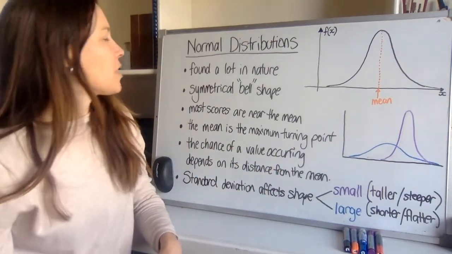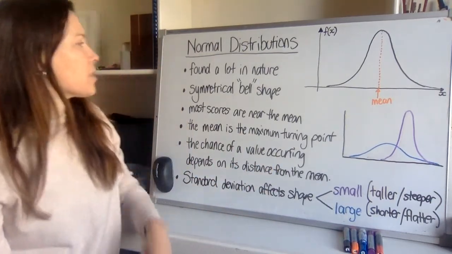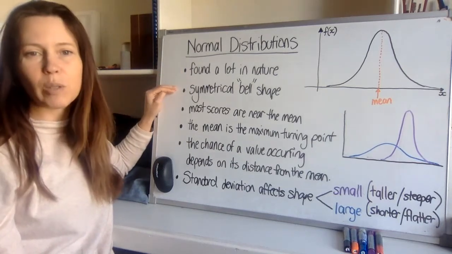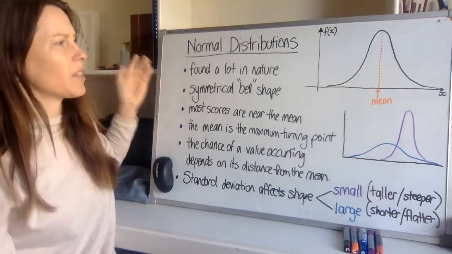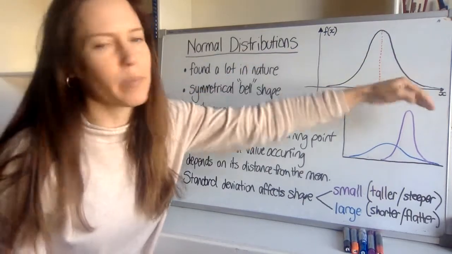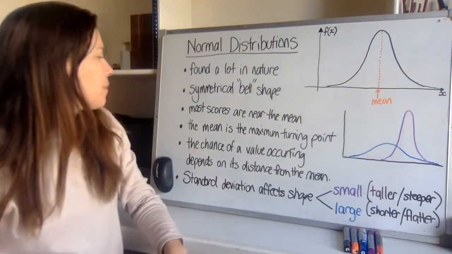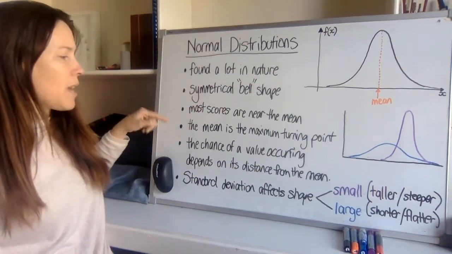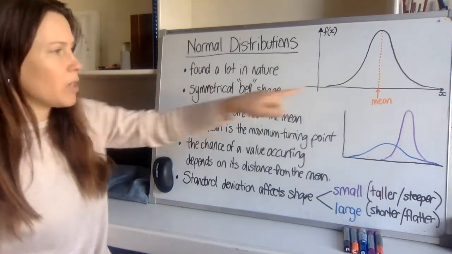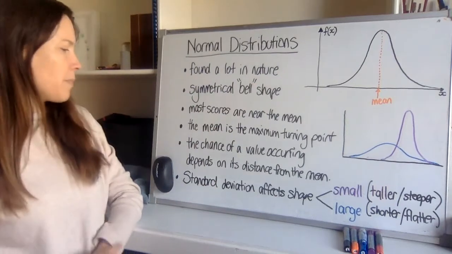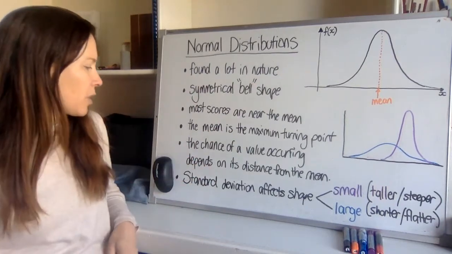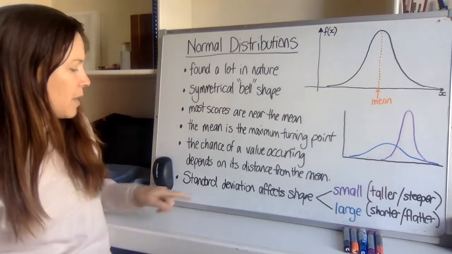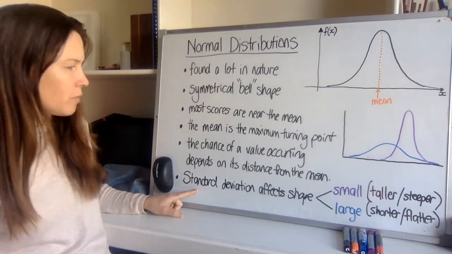So the features that we need to write down of these distributions: they're found a lot in nature, and they have a symmetrical bell shape. I'm not really sure why they call this a bell, but I suppose an old-fashioned bell looks something like that. Now, most scores are near the mean. We've discussed that. And the mean is the maximum turning point. That seems fairly clear. And the chance of a value occurring depends on its distance from the mean. That seems also obvious.